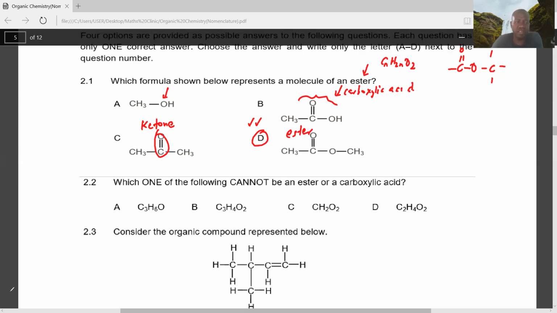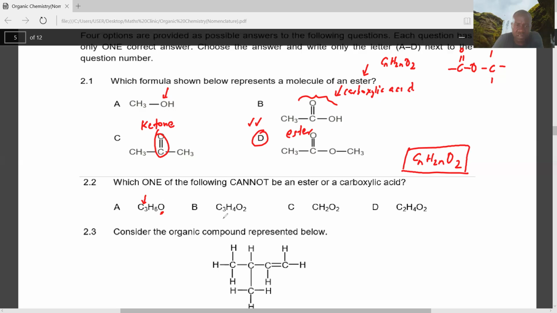While waiting, okay, we can now move to 2.2. It says, which one of the following cannot be an ester or carboxylic acid? Right, what is the general formula of an ester? It's CnH2nO2. Looking at this, with 3 carbons, if you put 3 here, this is supposed to be 6, but now the problem is O, it's not O2. So this one is for either a ketone or an aldehyde.